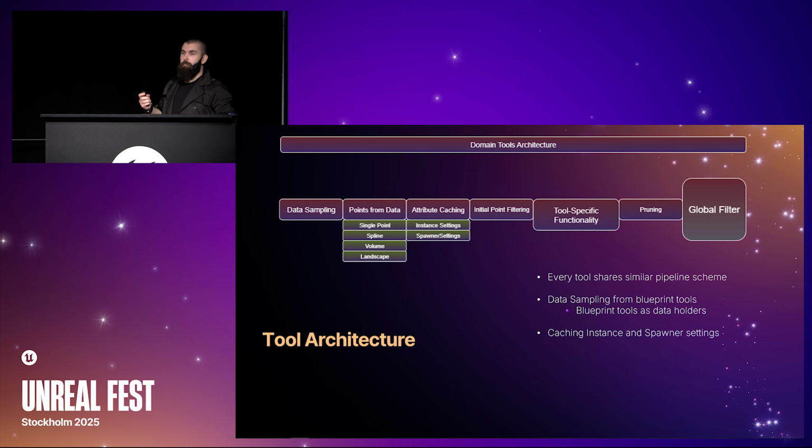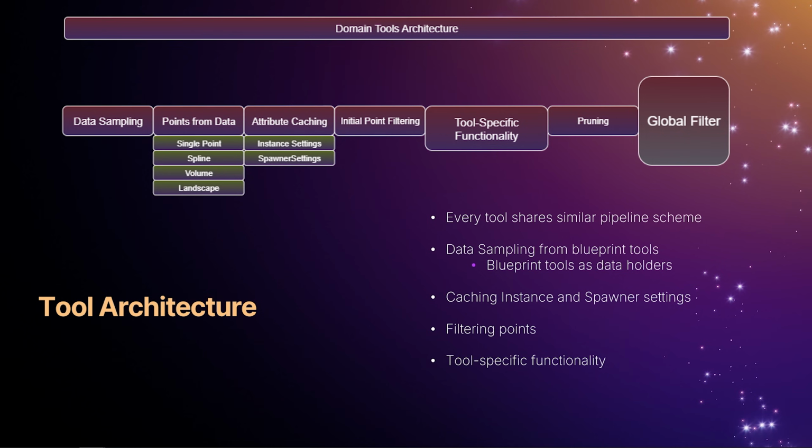And then we go through the self-pruning, or in the case of an ecotope, we go through a hierarchical kind of pruning. And then we go through a global filter, and we then have your spawned meshes.